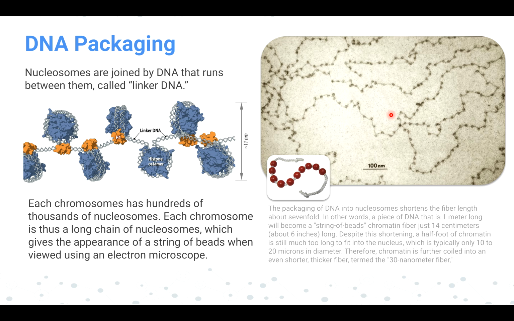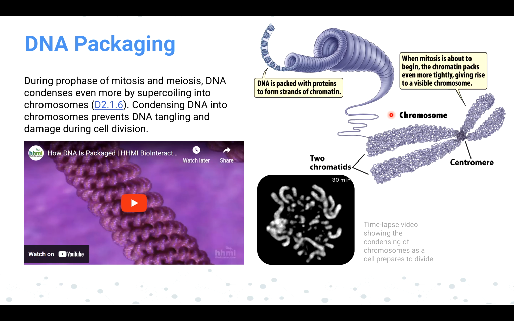Each chromosome has hundreds of thousands of nucleosomes, and each chromosome is thus a long chain of nucleosomes, which gives the appearance of a string of beads when viewed using an electron microscope. And this is how they are arranged. DNA packing starts during prophase of mitosis or meiosis. The DNA condenses, right? So supercoiling takes place, and condensing of the DNA into chromosomes prevents tangling and damaging of the DNA content during cell division. So it becomes very important to maintain the structure.